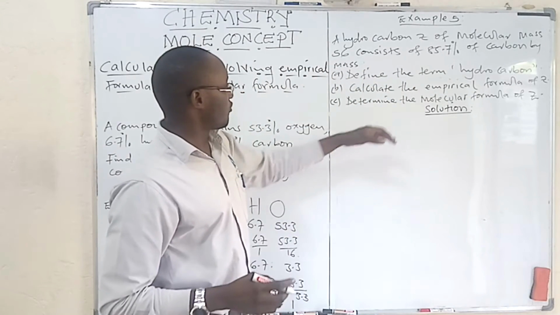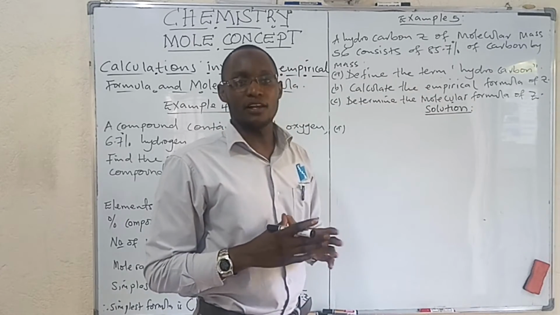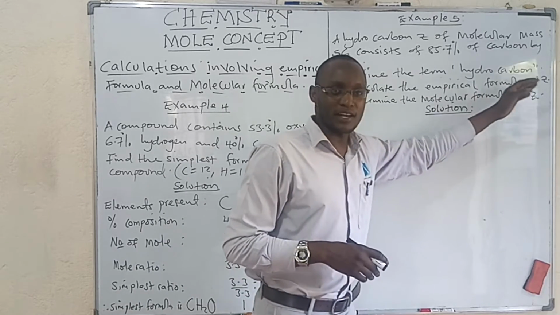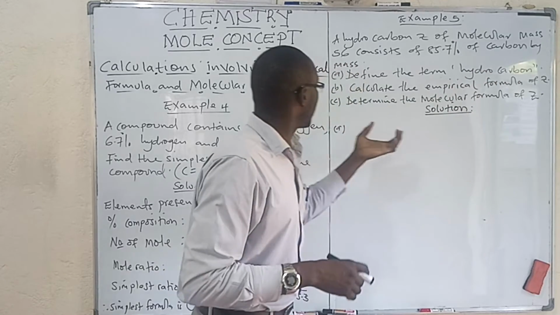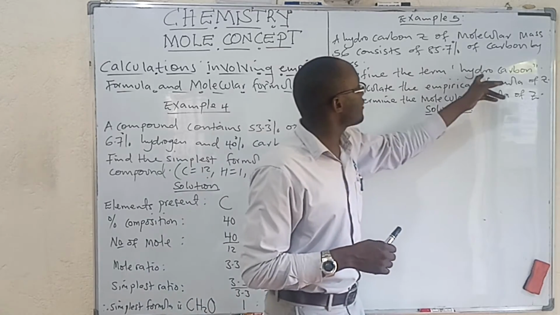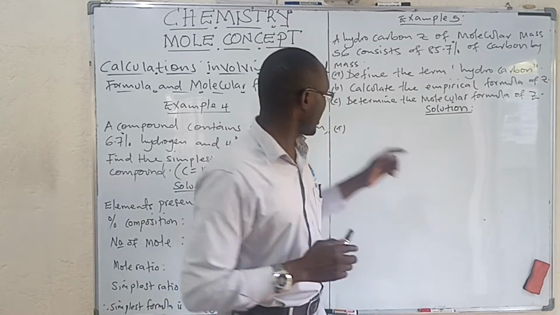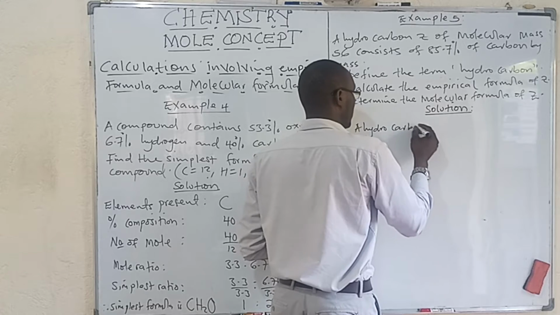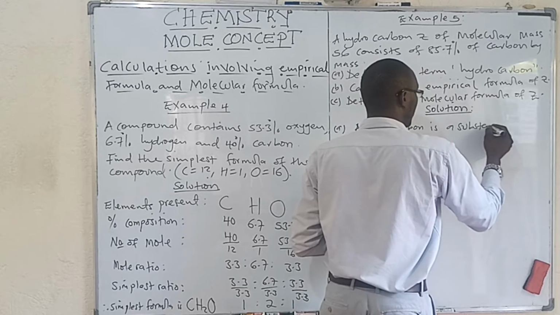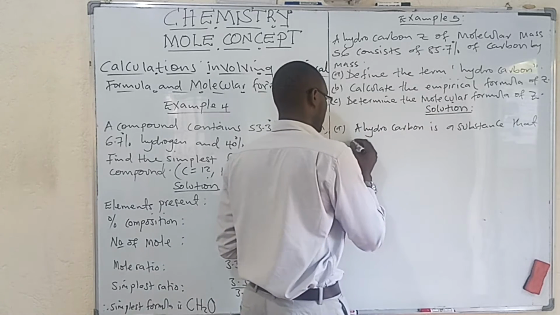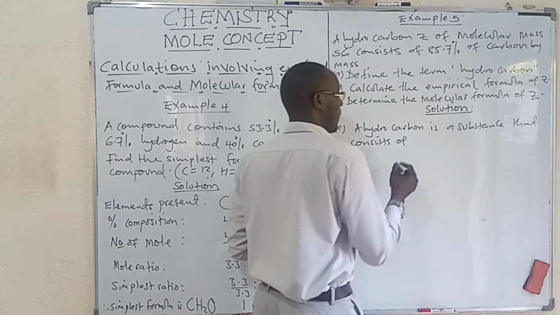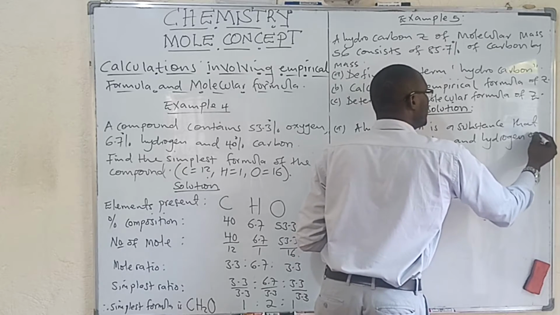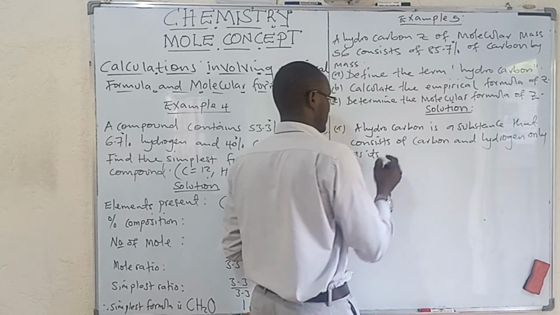Now, in this kind of arrangement, we can define a hydrocarbon. What is a hydrocarbon? As the word sounds, hydrocarbon, from hydrogen and carbon, a hydrocarbon is a substance that consists of hydrogen and carbon only as its elements. We can write that as our solution for part A. So a hydrocarbon is a substance that consists of carbon and hydrogen only as its elements.